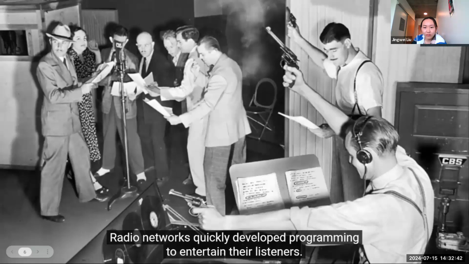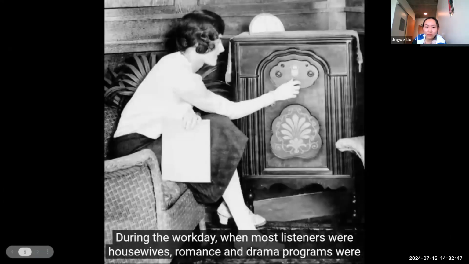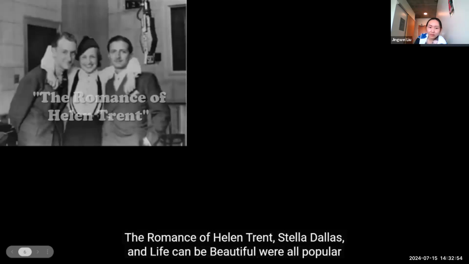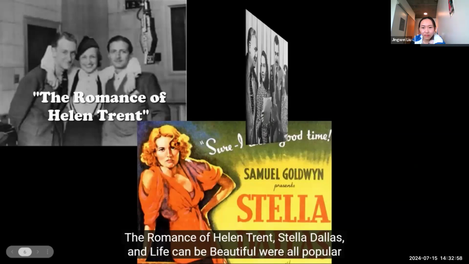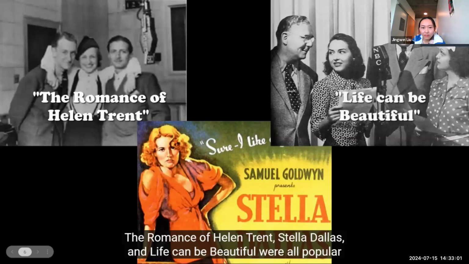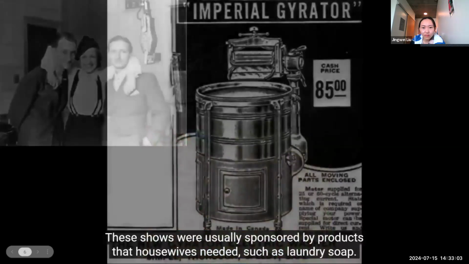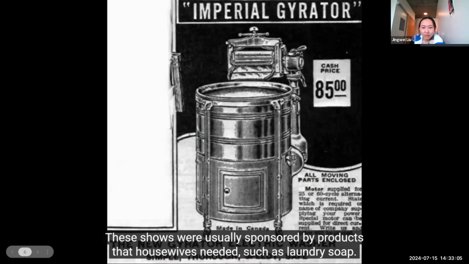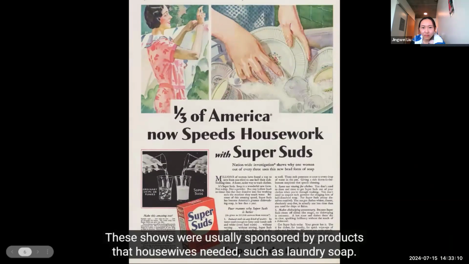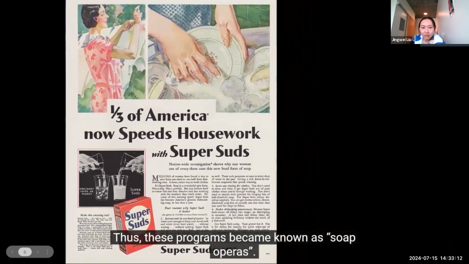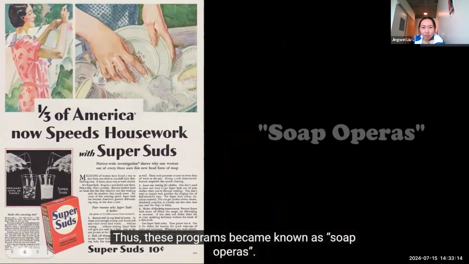Radio networks quickly developed programming to entertain their listeners. During the workday, when most listeners were housewives, romance and drama programs were featured. The Romance of Helen Trent, Stella Dallas, and Life Can Be Beautiful were all popular programs. These shows were usually sponsored by products that housewives needed, such as laundry detergent or dish soap. Thus, these programs became known as soap operas.